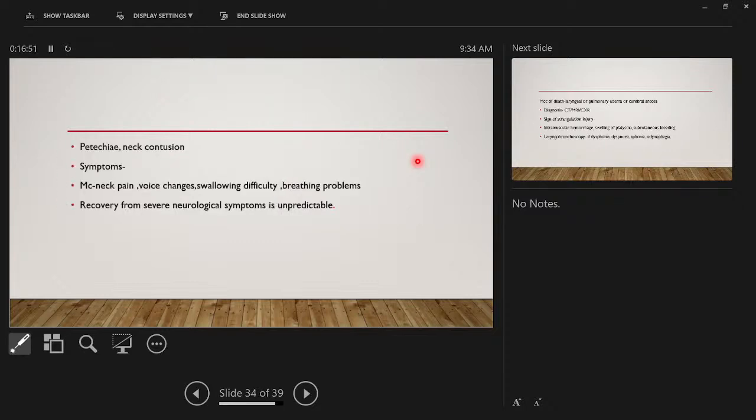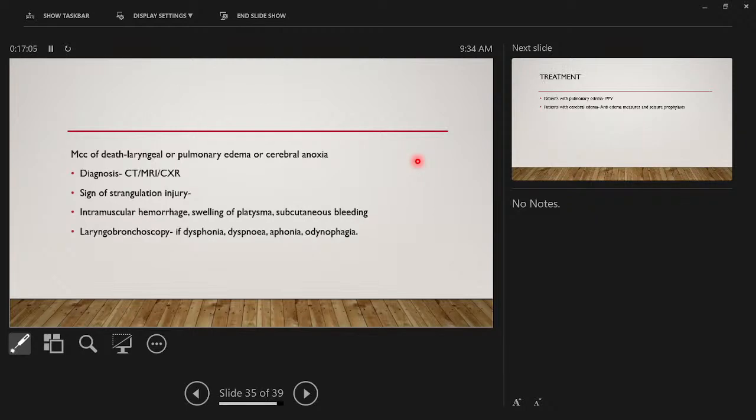The signs of strangulation can be petechiae and neck contusion, and the symptoms are most commonly neck pain, voice change, swelling, difficulty breathing, and breathing problems. Recovery from severe neurological symptoms is unpredictable. The most common cause of death is laryngeal or pulmonary edema or cerebral anoxia.